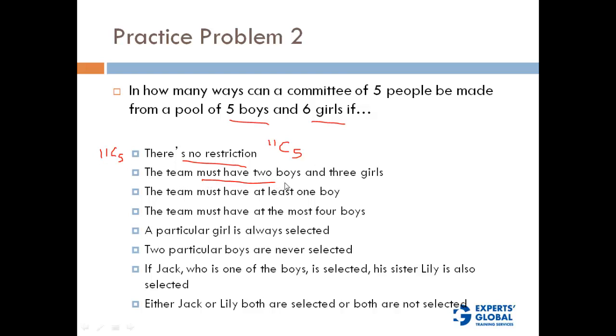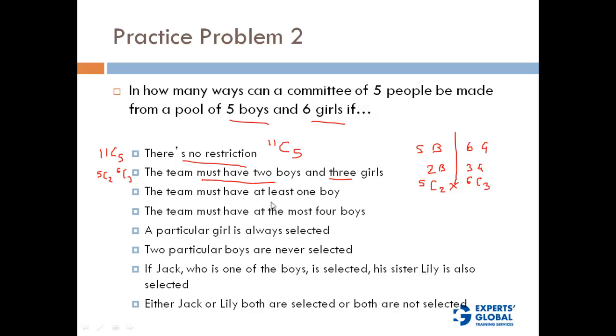A team must have 2 boys and 3 girls. So total I have 5 boys, I have 6 girls. The team needs 2 boys and 3 girls. That means I'll have to select them independently, right? From 5 boys I need to select 2, and from 6 girls I need to select 3. So the answer here is 5C2 times 6C3.